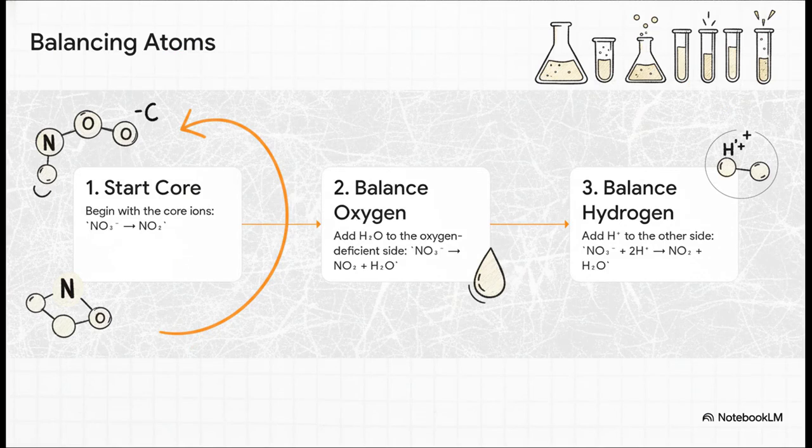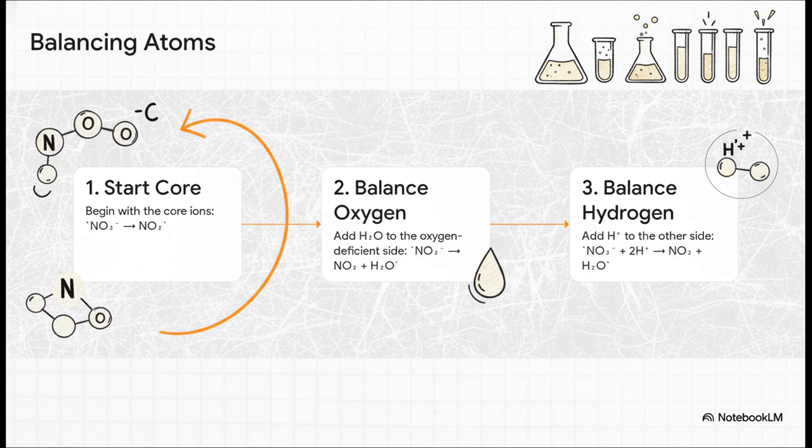Let's walk through it. We start with our core, NO3- on the left, NO2 on the right. Okay, first problem. We've got 3 oxygens on the left, but only 2 on the right. The rule for acidic solutions is simple. To balance oxygen, you add water molecules to the side that needs more. So we add 1 H2O to the right side. Great, but now we've created a new problem.